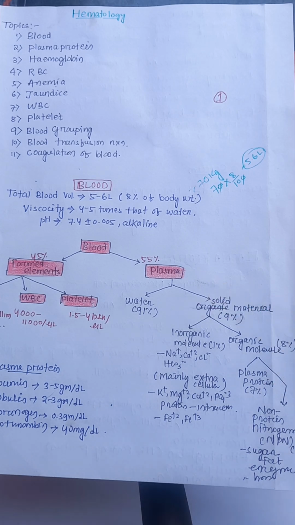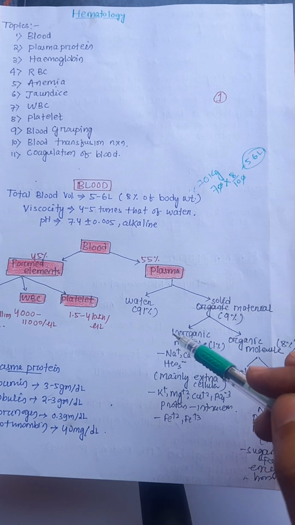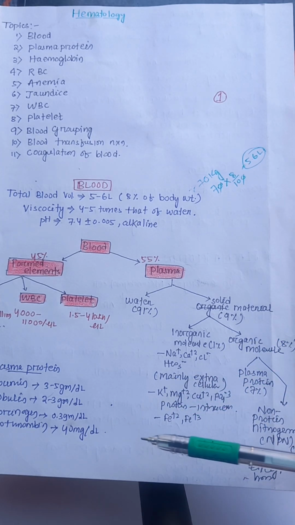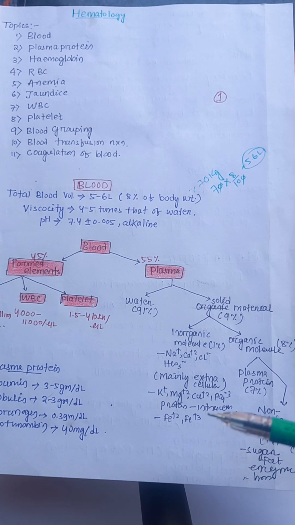Plasma constitutes about 91% water and 9% solid material, and the 9% solid material is again divided into inorganic and organic. Inorganic constitutes 1% and organic constitutes 8% of the 9% solid material, consisting of plasma proteins and other materials like glucose, fats, lipids, hormones, and enzymes. The plasma proteins are albumin, globulin, fibrinogen, and prothrombin. There are other plasma proteins also present in the blood, but in very trace amounts. So basically, consider these four as the plasma proteins.